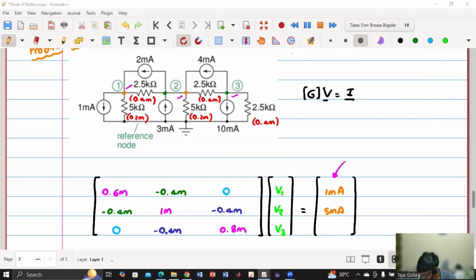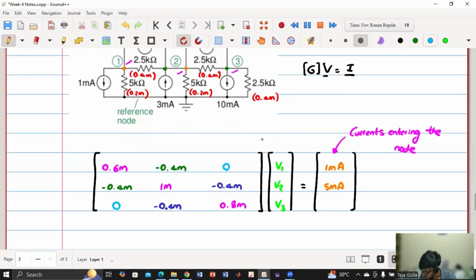Fagim is saying minus 14. Others agree with him. Hello. How much is the current entering? Minus 14. Minus 14 milli. Yes. Minus 14 milli ampere. So now we got the matrix.